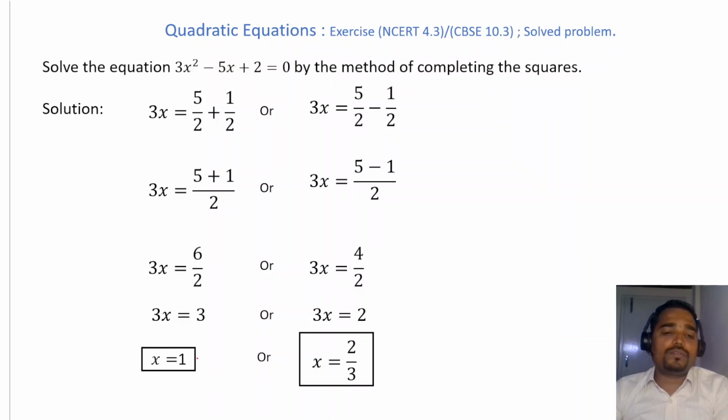Therefore, the required values of x, the roots of the equation 3x square minus 5x plus 2 is equal to 0 by the completing the squares method, are x is equal to 1 and x is equal to 2 by 3.